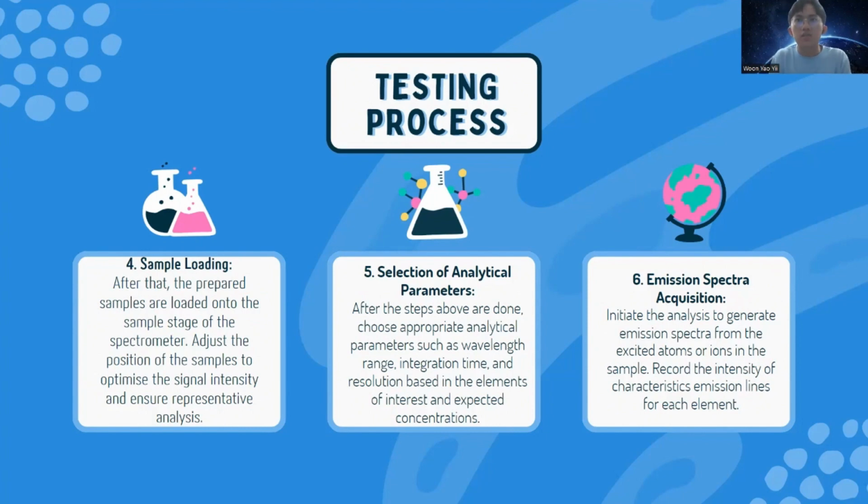The sixth step is the emission spectra acquisition. Firstly, initiate the analysis to generate emission spectra from the excited atoms or ions in the sample. Record the intensity of characteristic emission lines for each element.